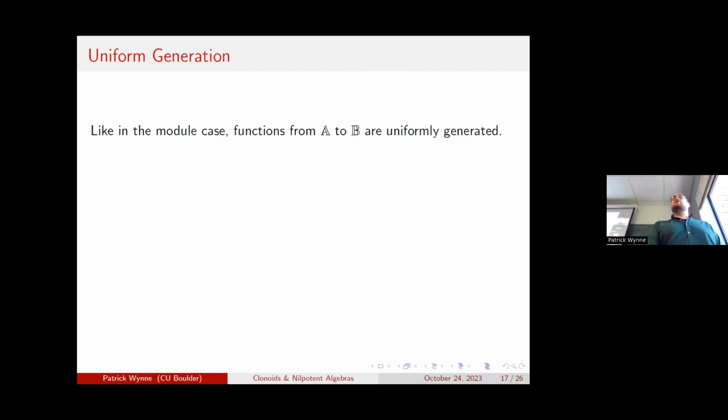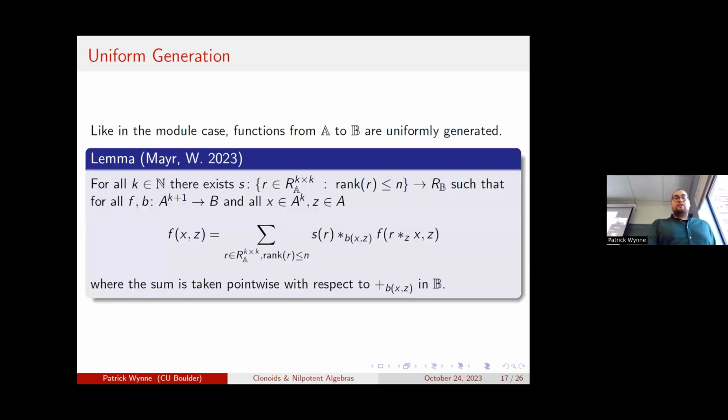Similarly, we get that the functions from abelian Mal'cev algebra A into abelian Mal'cev algebra B are uniformly generated. Just like before, we have a function S that maps our matrices of rank at most n into our ring R_B. Then for any f, we have this generalized linearity condition between functions from A into B. Maybe a lot to take in on that slide, but essentially we have something just like the module case, with now an extra variable floating around.